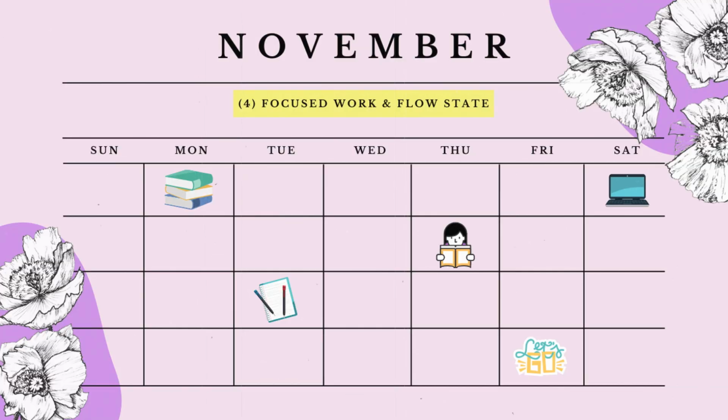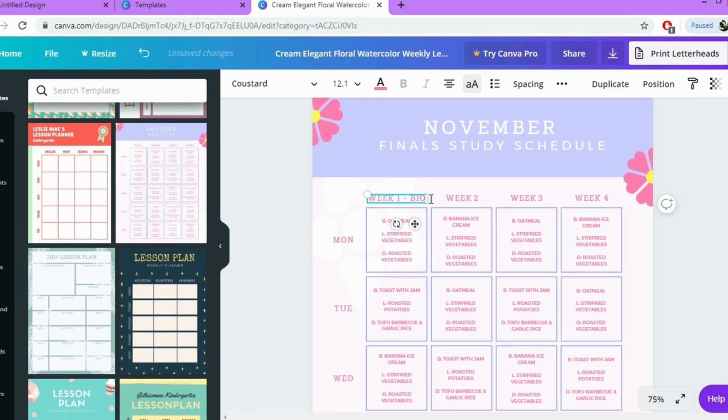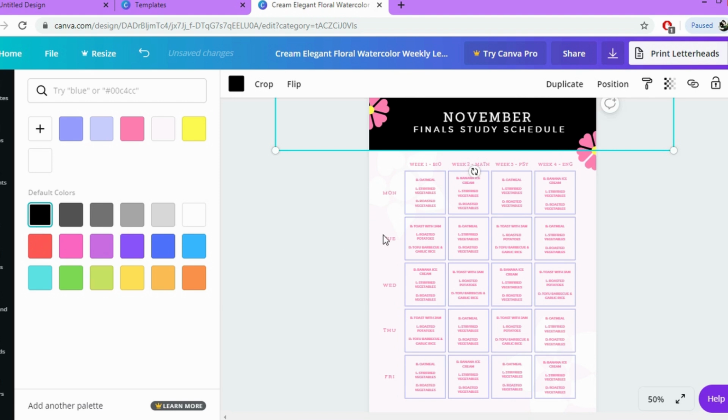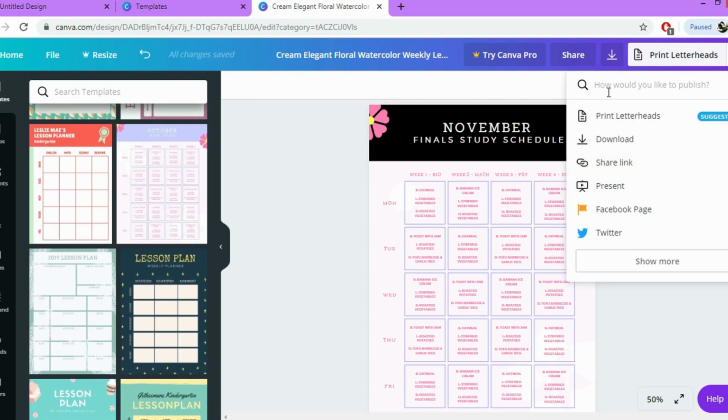Number 4, focused work and flow state. Now we're getting a little bit personal. This is just my opinion. People work differently, but I truly believe that in order to enter the flow state, or as I like to call it, the study bubble, you need to fully get yourself immersed into a subject. So the way I like to organize my study time and the way I like to design my study schedule, especially for finals, is by having weekly goals or weekly themes, or if you want, daily themes. Just make sure that you allow yourself a big chunk of time for one specific thing.